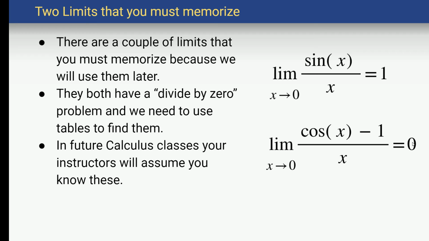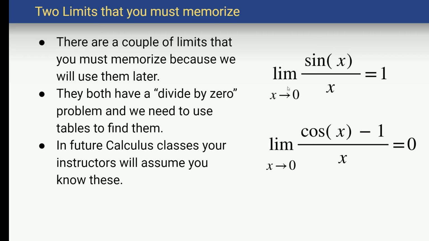Now, how do we know that the first one is 1 and the second one is 0? Well, we're going to do it right now. That's what we're going to use the tables for. We're going to estimate these using the table and just hope that we're right. Now pay attention to this here. In future calculus classes, your instructors will assume you know these, especially the first one: the limit as x goes to 0 of sine x over x is 1.